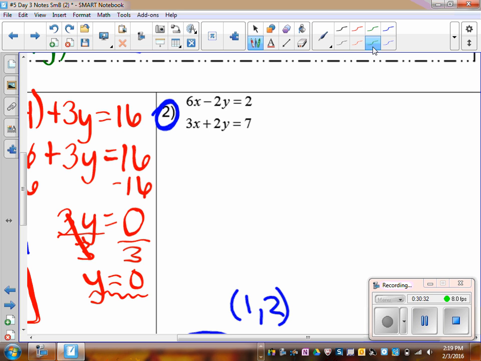Alright, so number 2, they already have that our y's have opposite coefficients, so we can go and add this together. So 6x plus 3x is 9x. Negative 2y plus 2y cancels out. 2 plus 7 is 9. So divide by 9. And I get x equals 1. Did you get that part? Awesome. Alright, and then Jenny, which equation did you plug back into?